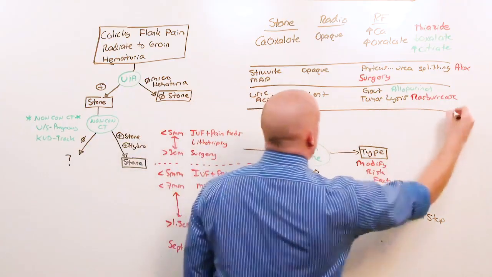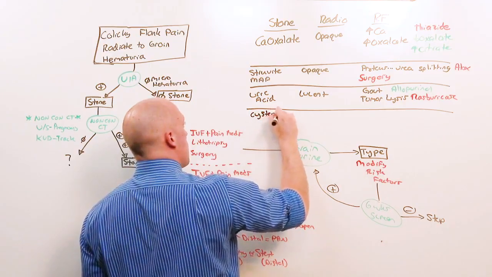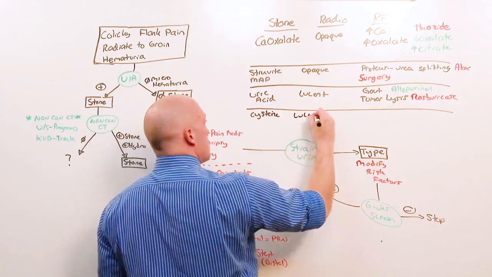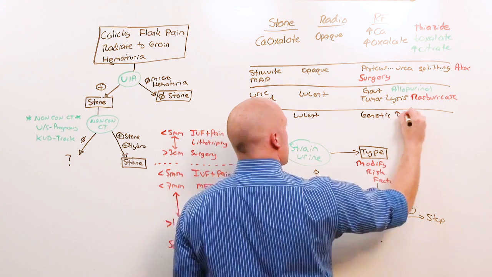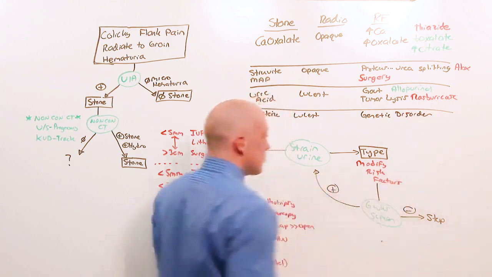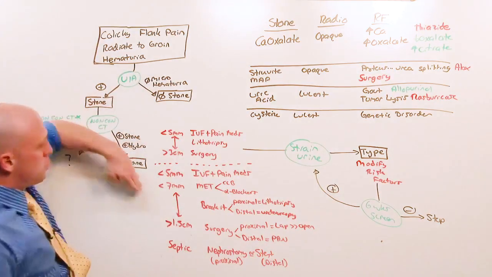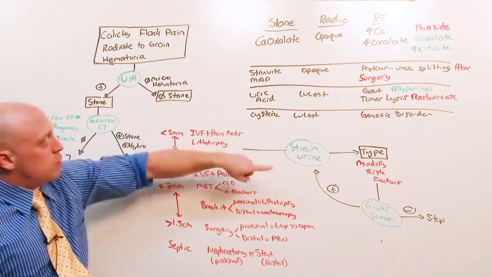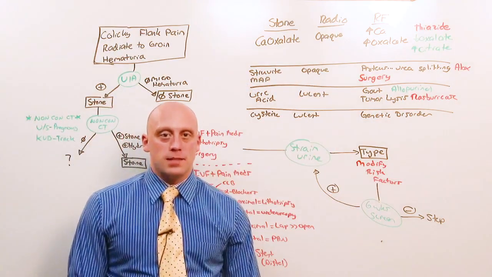And the last one you need to know about is cystine stones. They're radiolucent. It's a genetic disorder. You won't see it. Okay. Be able to spot it, diagnose it, and treat it. And then after you figure out what type of stone it is, know how to manage the risk factors. That's kidney stones.